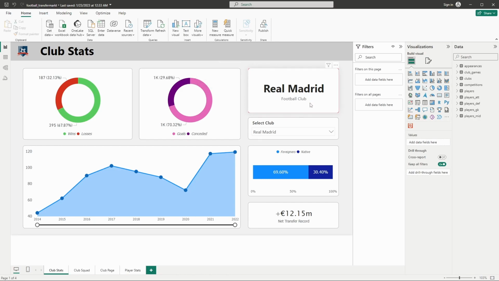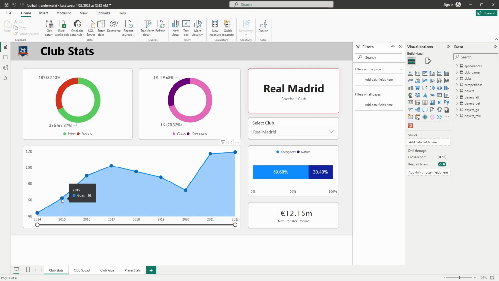Okay, now if you notice this particular line chart, it represents, as you can see in this particular tooltip, that in the year 2015 they scored 62 goals for the entire year.